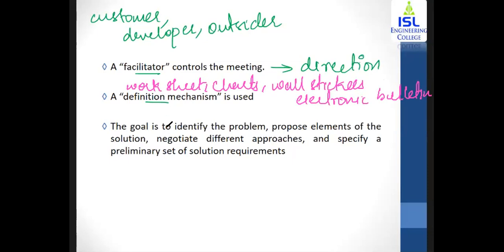The next is the goal: to identify the problem, propose elements of the solution, negotiate the different approaches, and specify the preliminary set of solution requirements. Now this is the first point that I have told you about what happens within the elicitation.